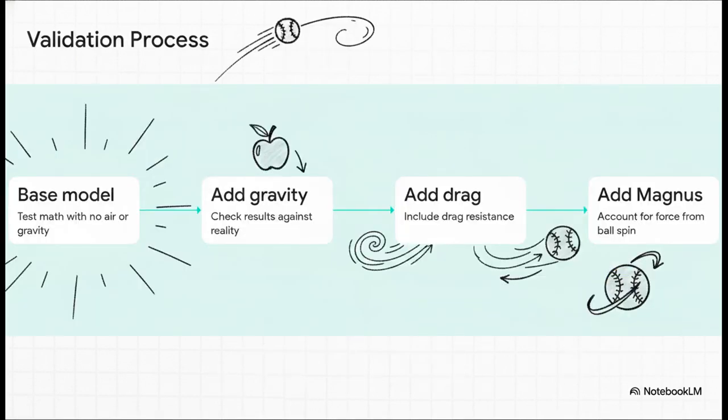The answer to that is a super rigorous process called validation. Let's take a baseball flight model as an example. You don't just write all the code at once. First, you run a base model with 0 air and 0 gravity, just to make sure the core math works. Then you add gravity. You run it, you check it against reality. Okay, looking good. Then you add drag resistance. Check it again. Finally, you add the Magnus force from the ball spinning. If every single one of these added layers consistently checks out against known physics, well, then the model can finally be trusted to make predictions in totally uncharted territory.